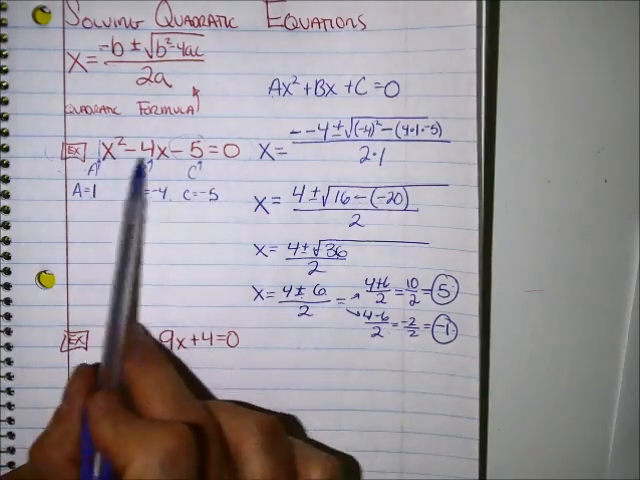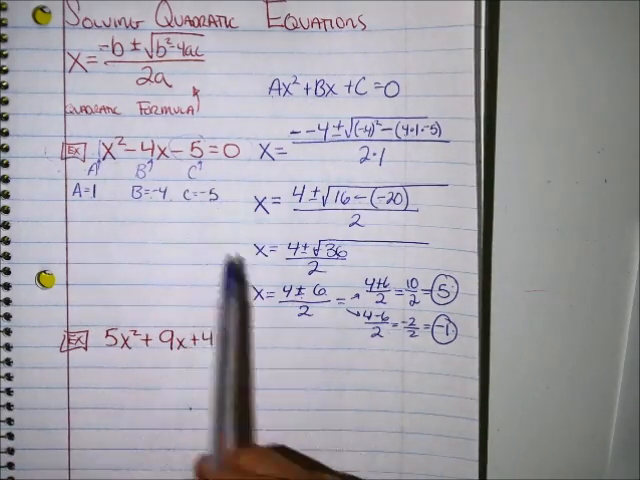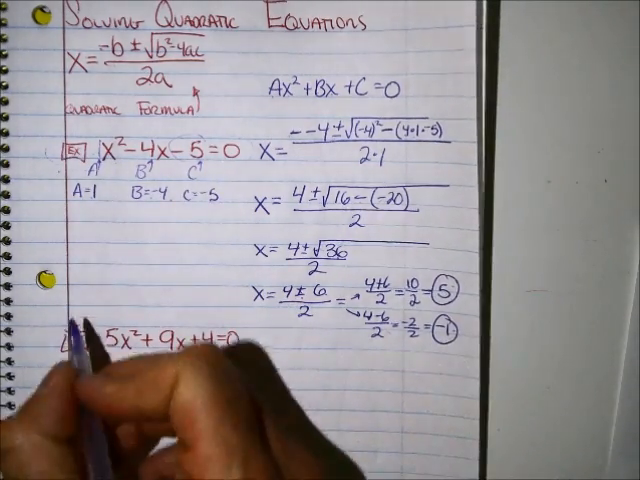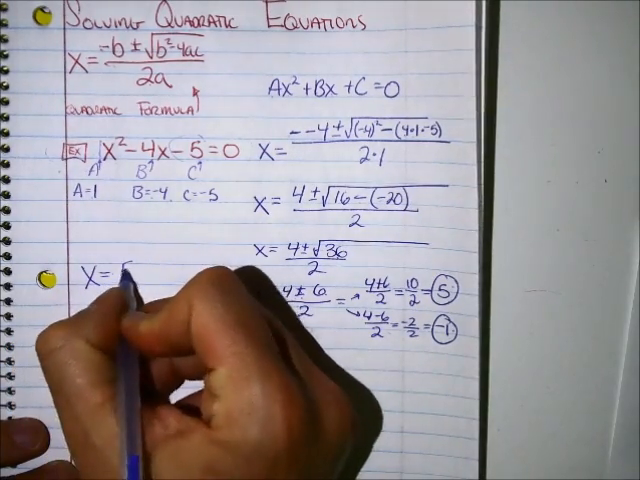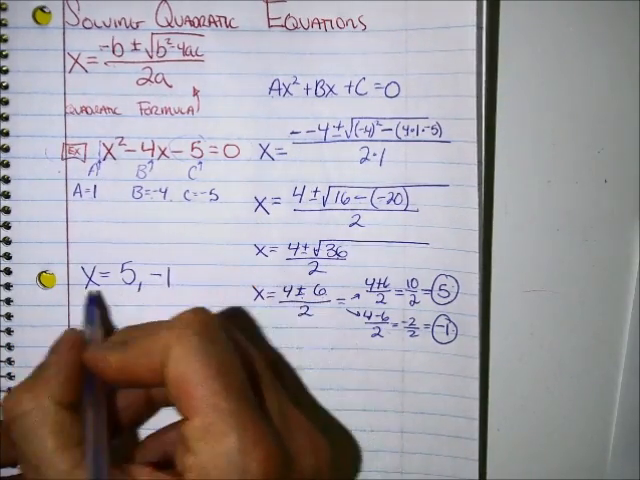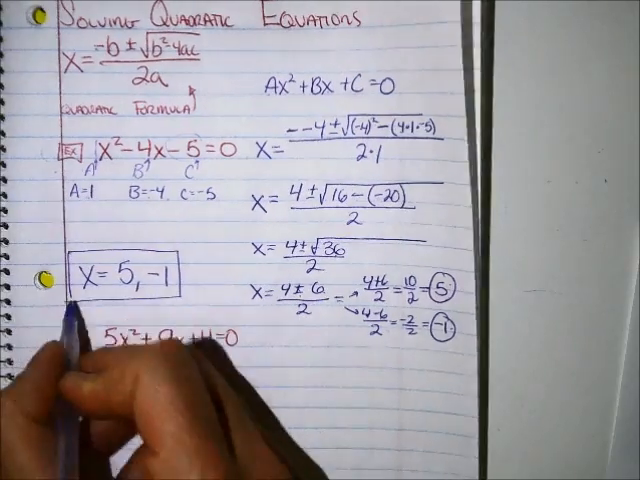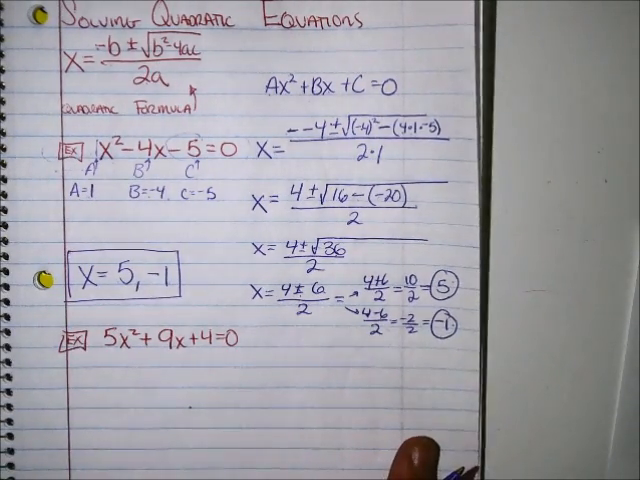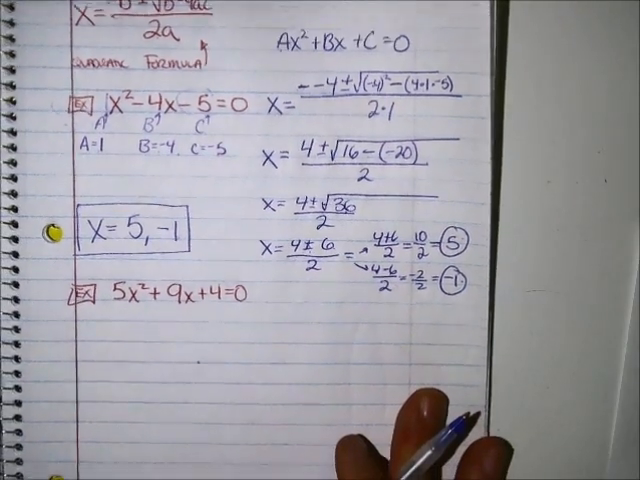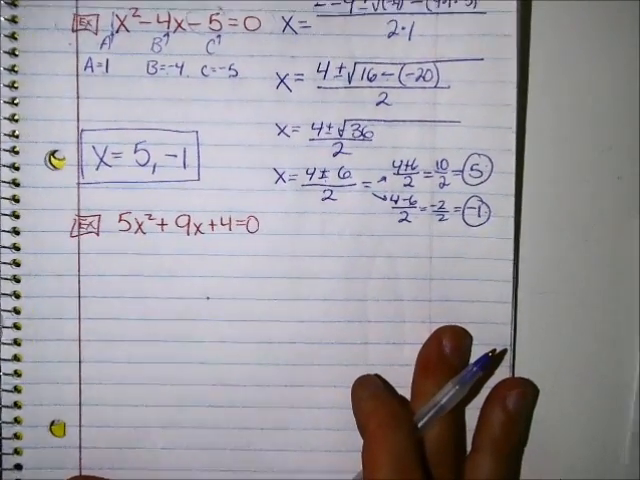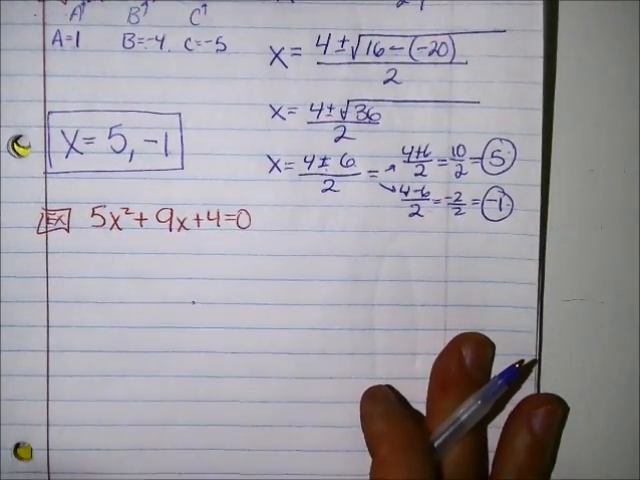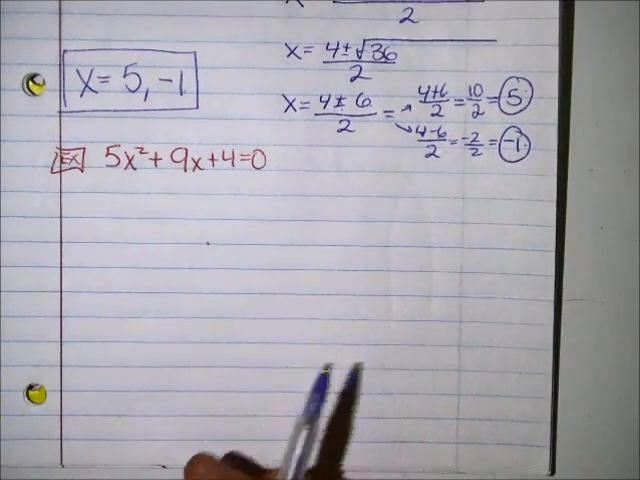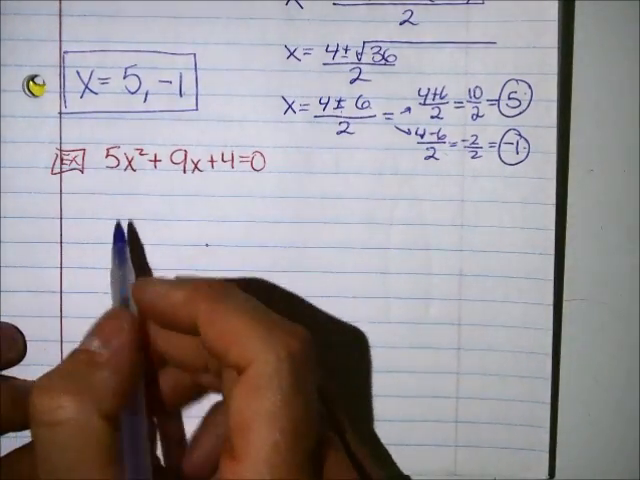Those are the two answers to x squared minus 4x minus 5 equals 0. X could be 5 or negative 1. So I'll put here, x is 5, comma, negative 1. It could be either one of these. I'm going to do it again. I'm going to not take so many steps. So I'll go a little faster.